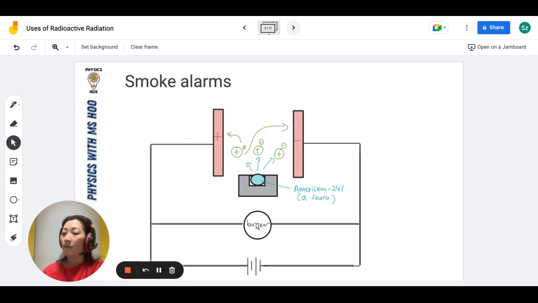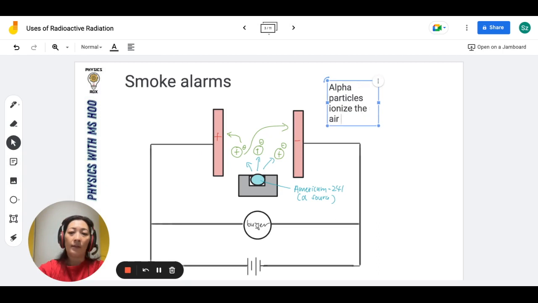So again, the alpha source will ionize the air particles to complete the circuit. Let me write that down: alpha particles ionize the air particles, which will complete the circuit.